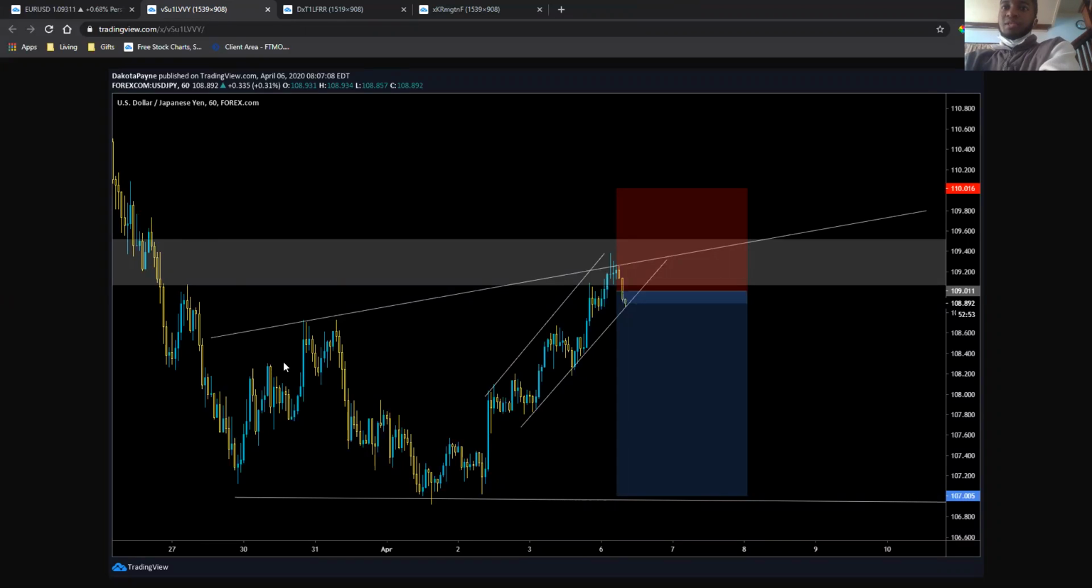We essentially have an impulse over here, an expanding triangle here, and at the top of the expanding triangle, we have an ascending channel. At the top of this ascending channel, on a lower time frame, we got an opportunity to enter off of an engulfing candle.